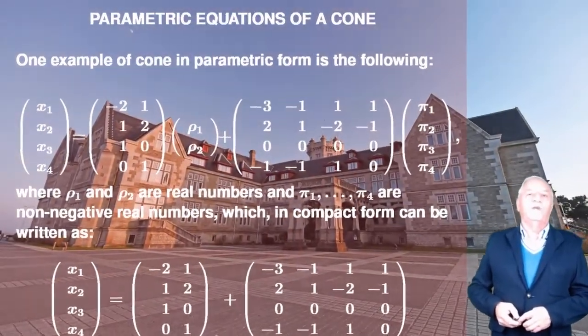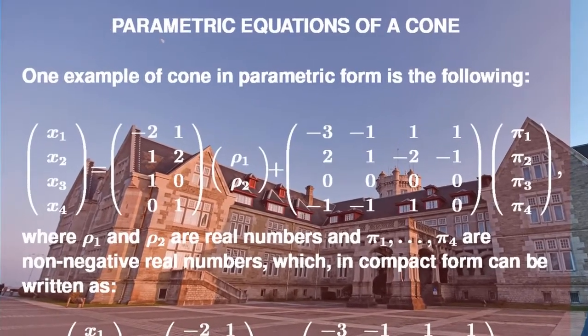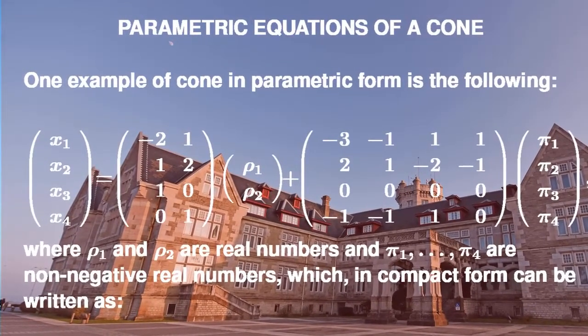In the transparency, we show an example of parametric equations of a cone, which is based on the definition of a standard form of a cone. You can see that the first and second parts correspond to the vector space and the cone parts respectively, where the column vectors of the first matrix are a set of generators or a basis, while the columns of the second matrix are the acute cone generators or the edges, and the rhos and the pis are real numbers and non-negative real numbers, respectively.